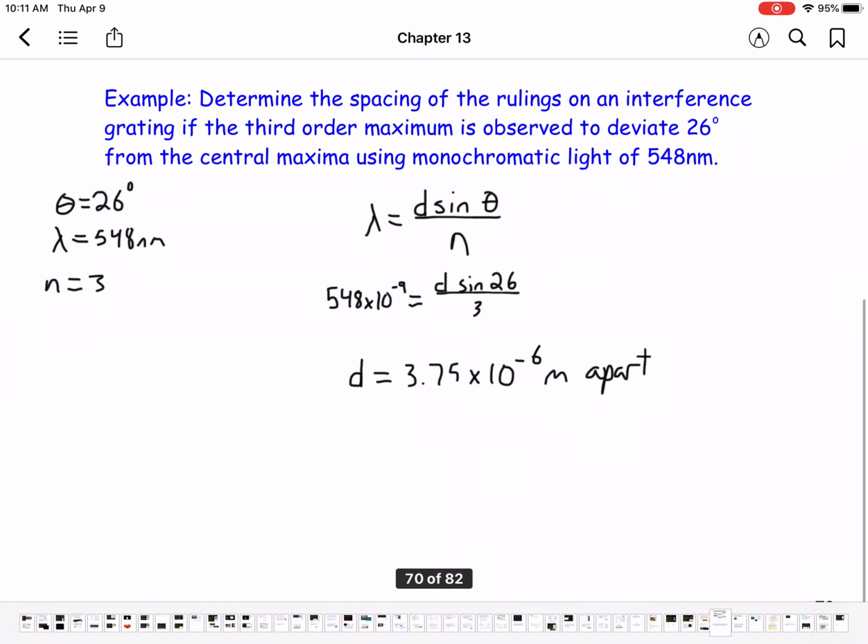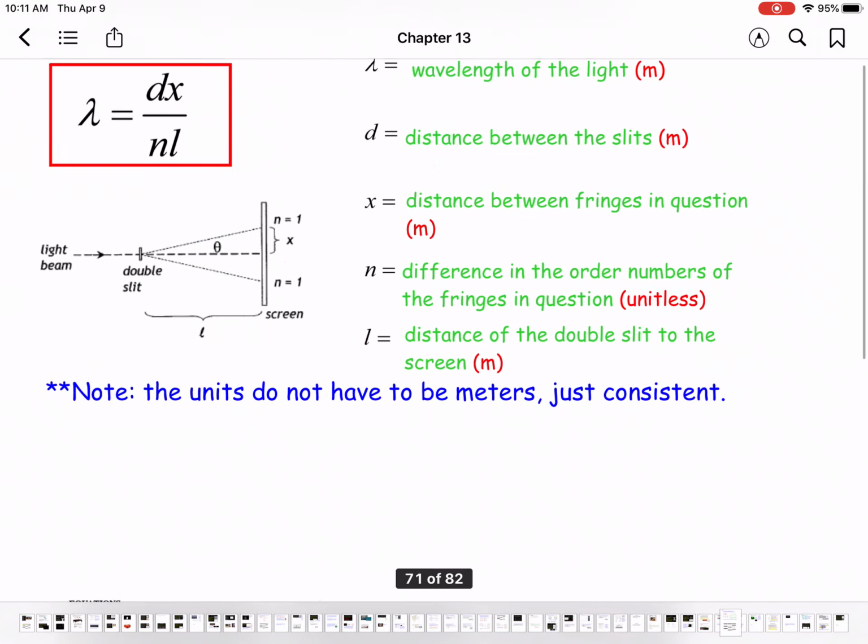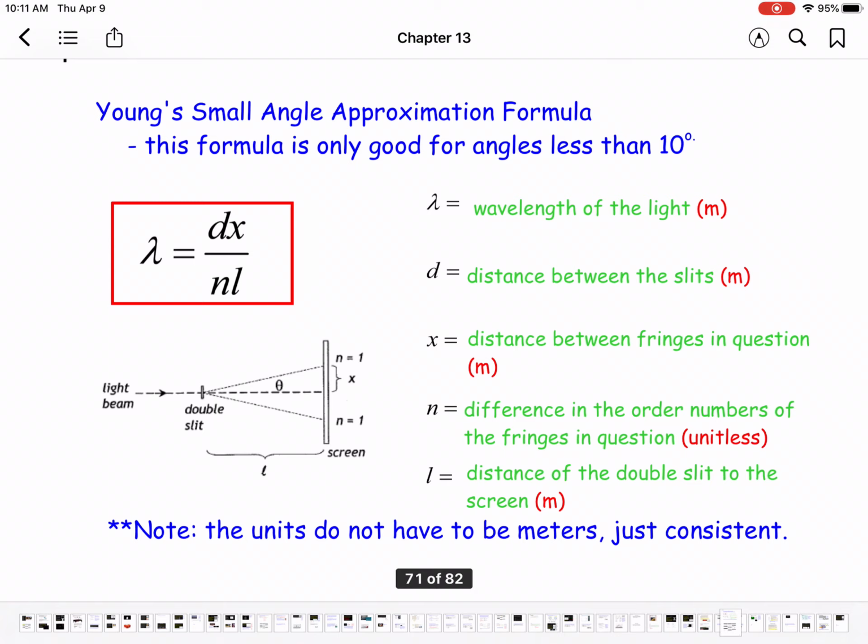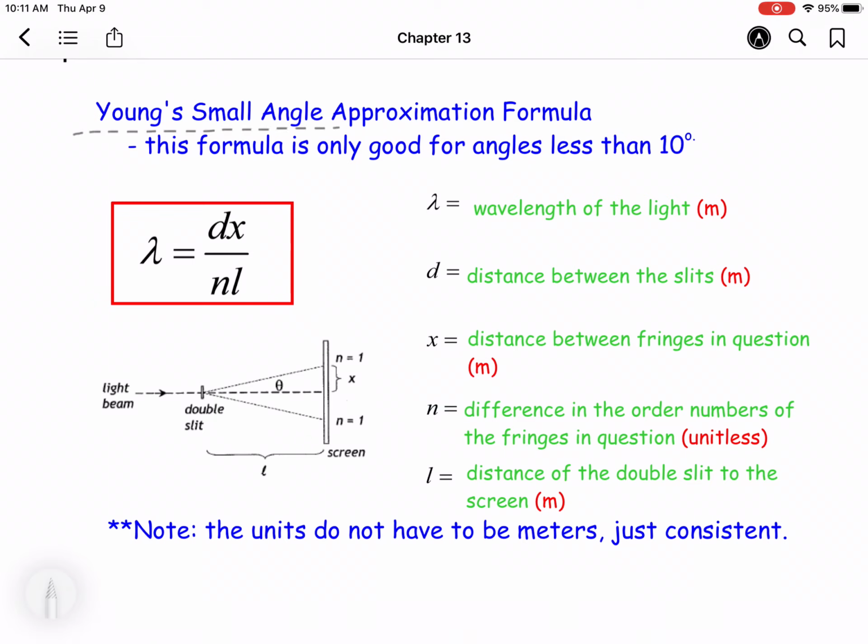All right, so that's that question. Okay, so here's the second equation. This is called Young's small angle approximation formula. What that means is this formula is usually only good for angles less than 10 degrees. So you wouldn't want to use this equation for the last question, right? You want to stick with angles that are less than 10 degrees.